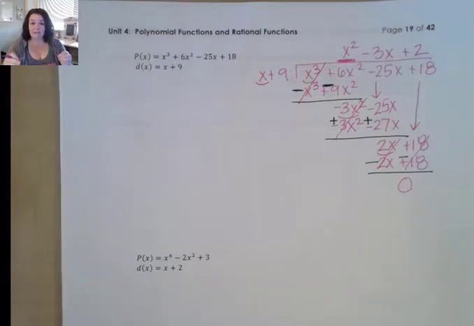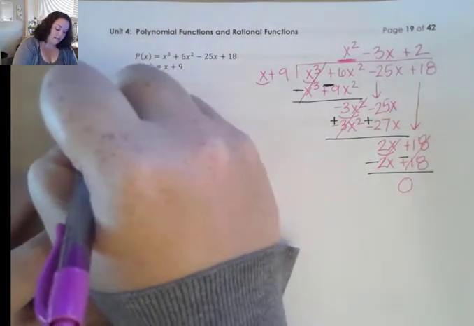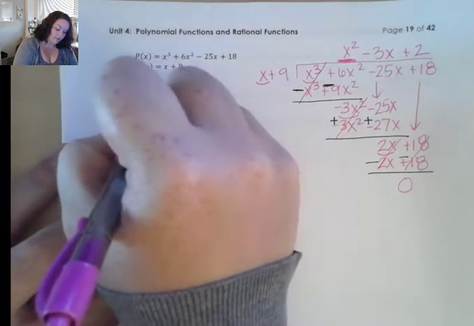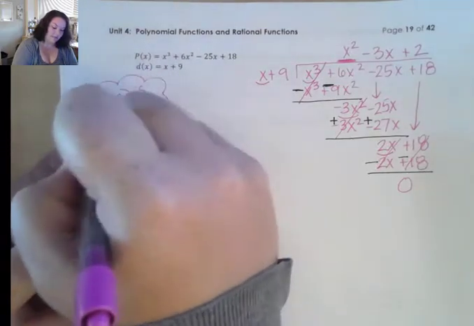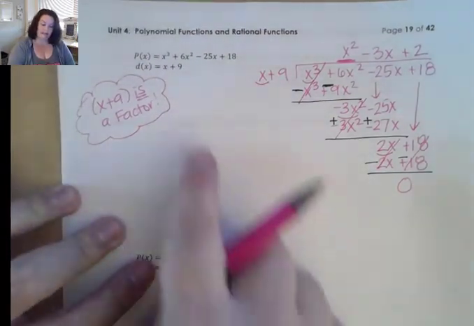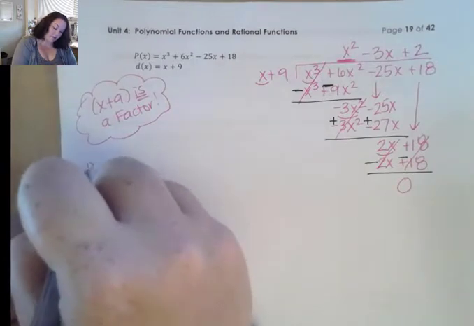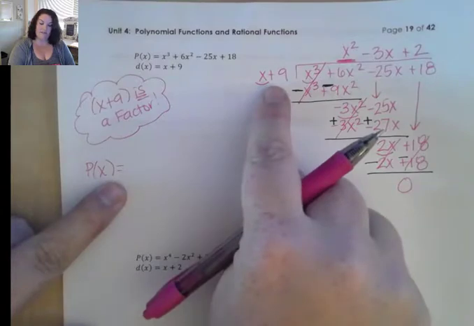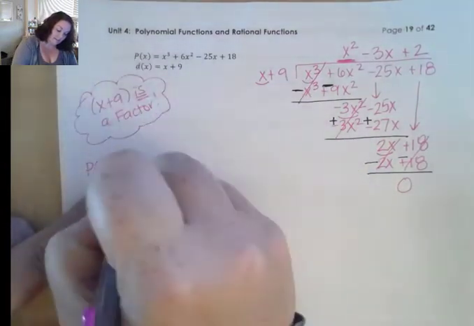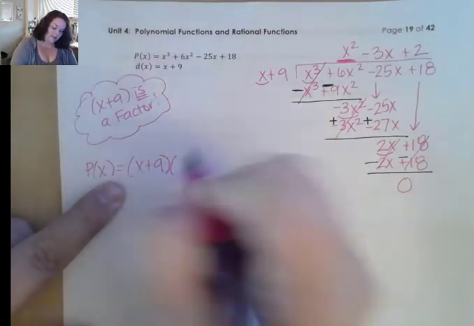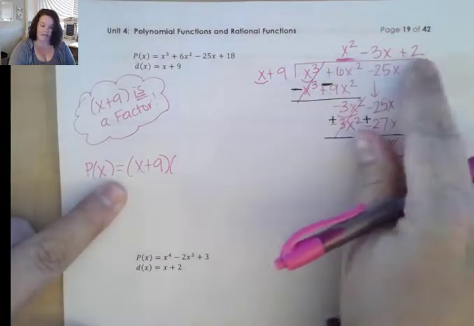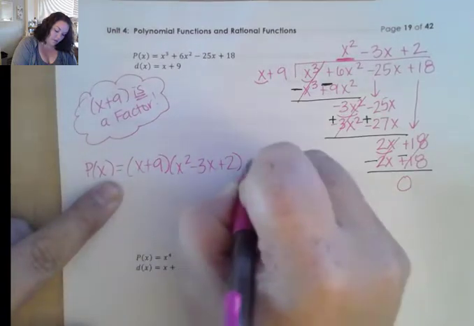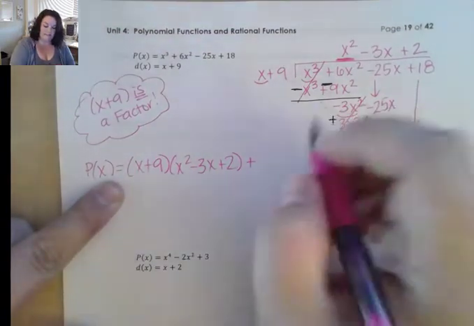It went in evenly. So if it goes in evenly, that tells me that x plus 9 is a factor of the given polynomial. So that's the first thing we had to figure out. The second thing is to write it as my original polynomial, which is p of x, is equal to my original divisor, so my d of x, which is x plus 9, times the quotient that I got, which is my answer up on top, x squared minus 3x plus 2, plus my remainder, which in this case is 0.